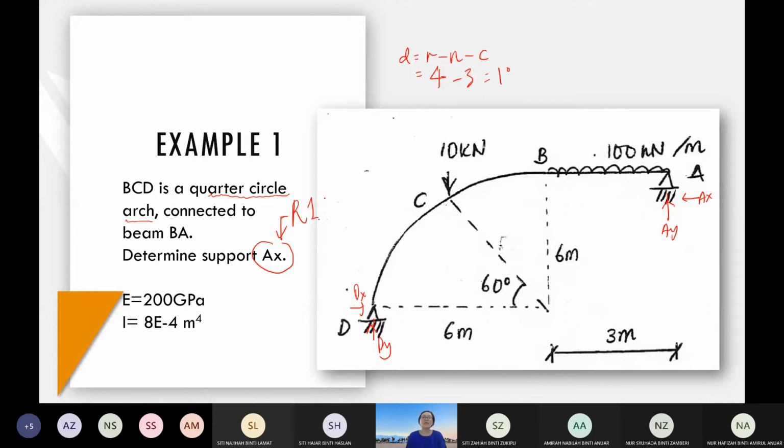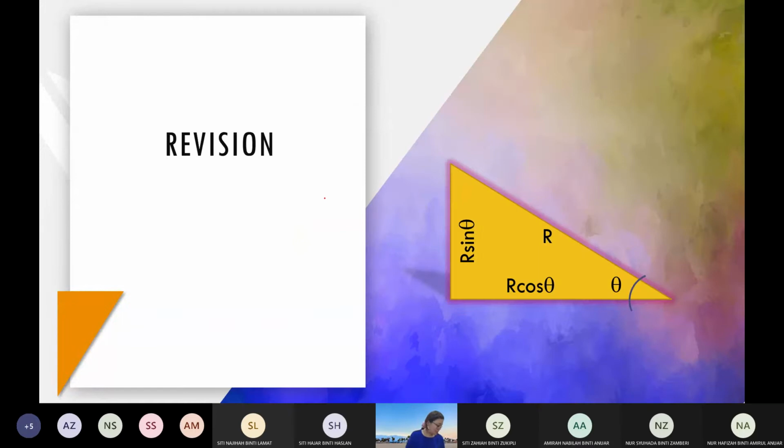So we can create the primary structure right now. You can imagine now what is your primary structure and how your redundant structure looks like. I will show you later. But come to here, a revision. We have used this before in our previous example. I hope you still remember. You use it to determine the geometry. You have used it in your resolve forces as well.